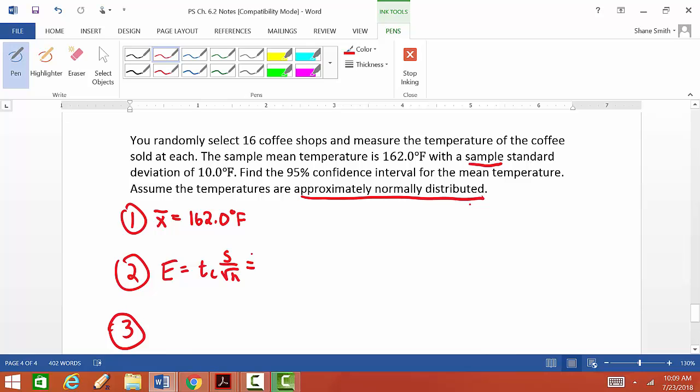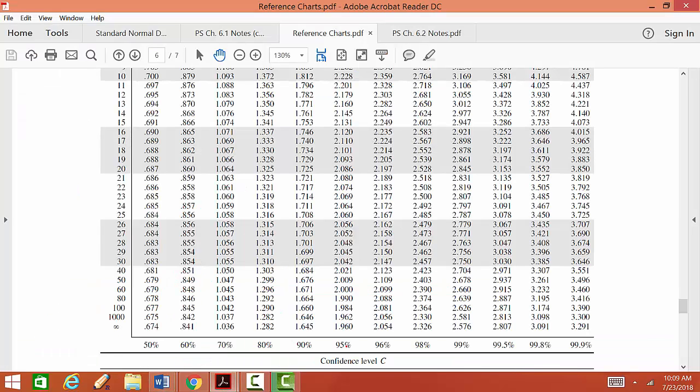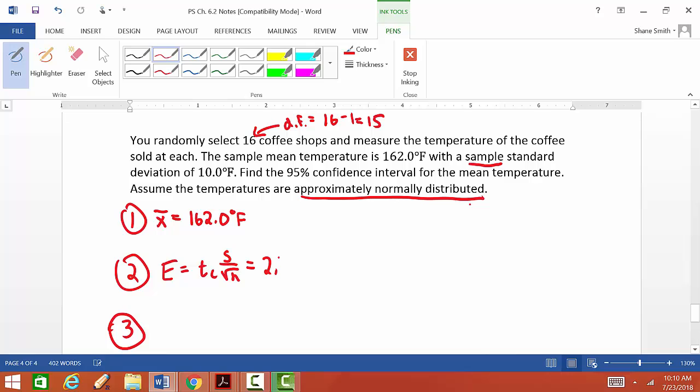Okay, well, what's our t-score? Well, first, we have to get our degrees of freedom. We have 16 coffee shops, so degrees of freedom is based off this 16. 16 minus 1 actually, which is 15. So with 15 degrees of freedom, what's our t-score for 95% confidence? So we can go to our chart, 95% confidence, 15 degrees of freedom is 2.131. It's right here. Okay? And that's it. So nice that we just have a chart that we can look it up in.